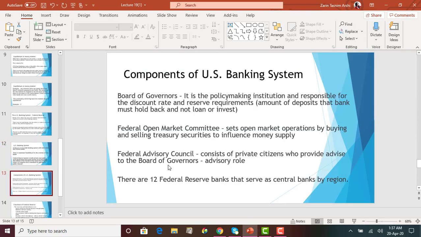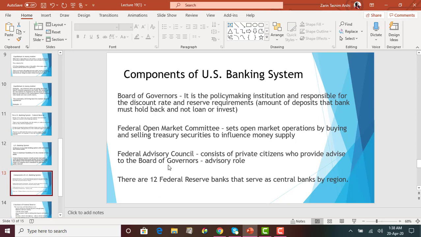Okay, so within the Federal Reserve, there are different branches and different departments. The first one is the Board of Governors. The Board of Governors is the policy making institution, and they are responsible for controlling the discount rate and reserve requirements. We are going to learn about the discount rate and reserve requirements in chapter 12. But basically, the Board of Governors is the main policy making institution, and they control the discount rate and reserve requirements.